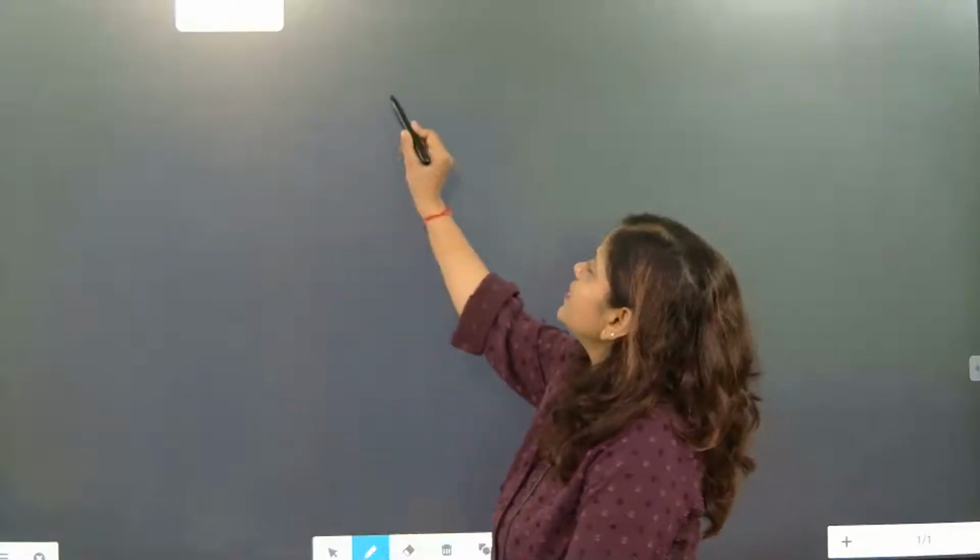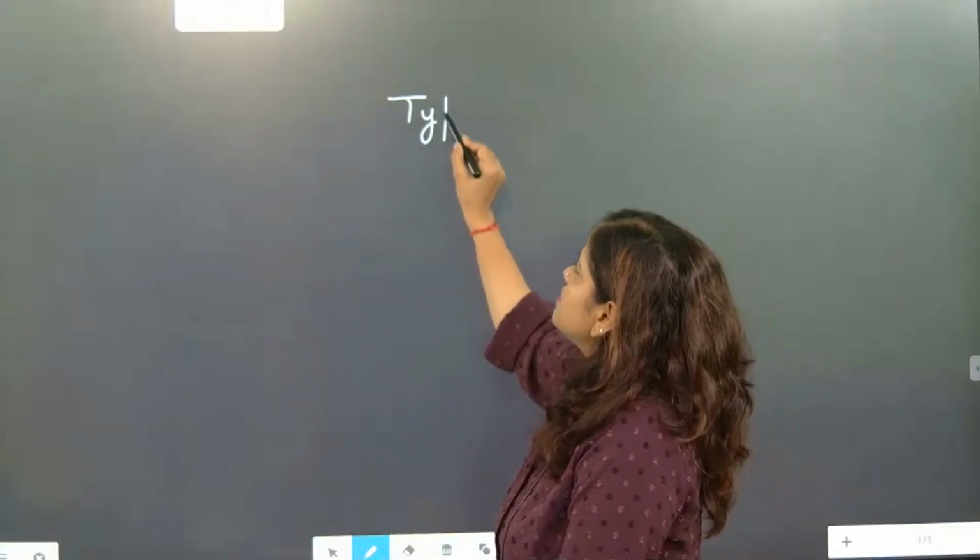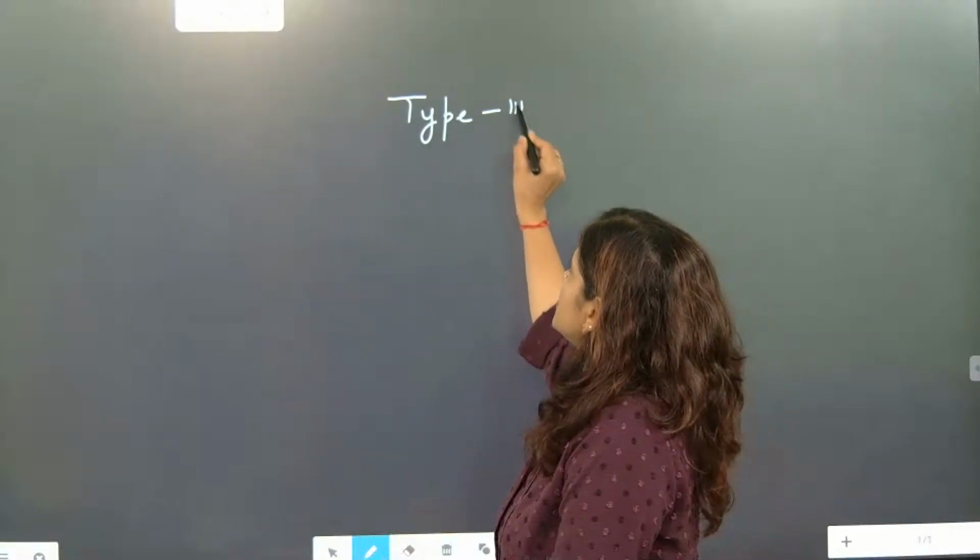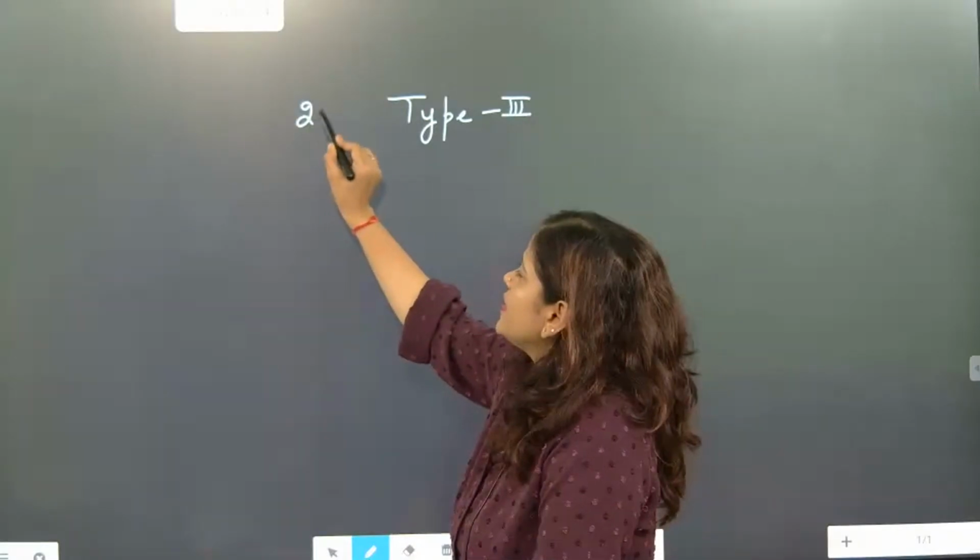Now one question is there, beta. Get ready for this. This is type 3. This type 3 question was asked by CBSE in 2023.